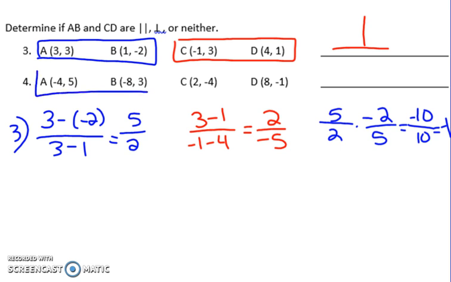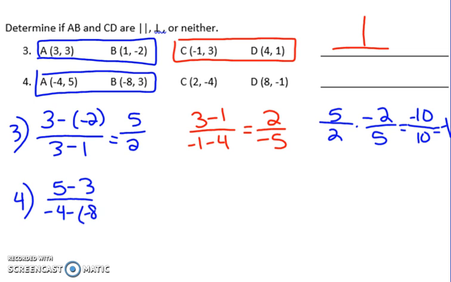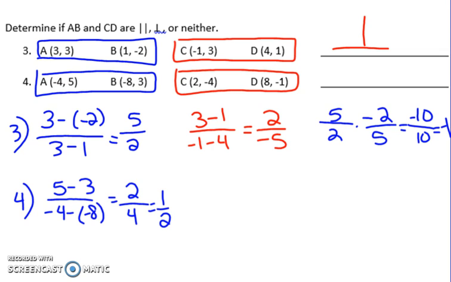Now, if we look at number 4, again, I'm going to find the slope of AB, however you choose to find it. 2 over 4, which equals 1/2. Well, that's my slope for AB. Now I need to find my slope of CD.